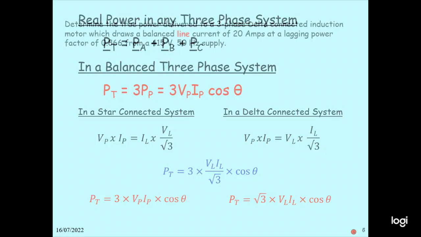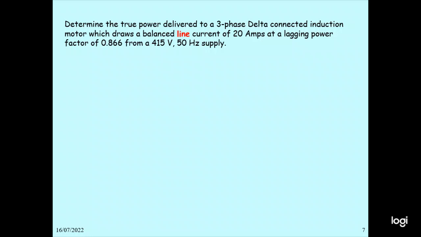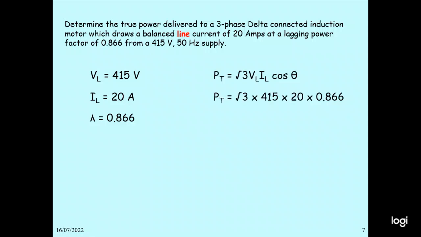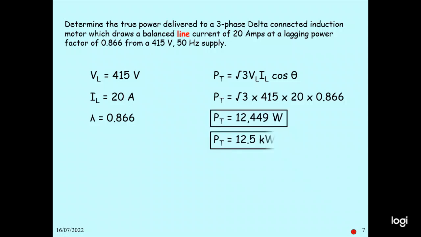Worked example: determine the true power delivered through a three-phase delta connected induction motor, which draws a balanced line current of 20 ampere at a lagging power factor of 0.866 from the 415 volt 50 Hz supply. So VL equal to 415 volt, IL equal to 20 ampere, lambda equal to 0.866. So P total equal to root 3 VL IL cos theta, root 3 times 415 times 20 times 0.866, you get 12.449 kilowatt, so about 12.5 kilowatt.